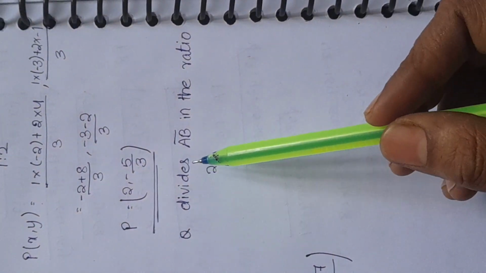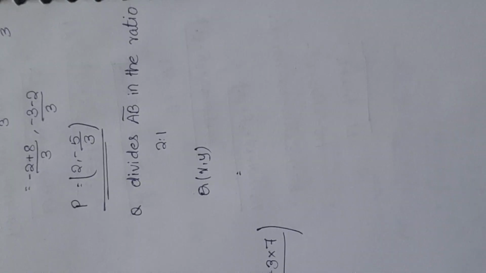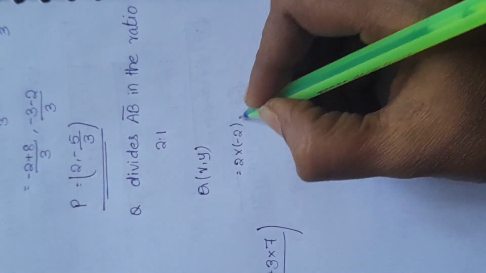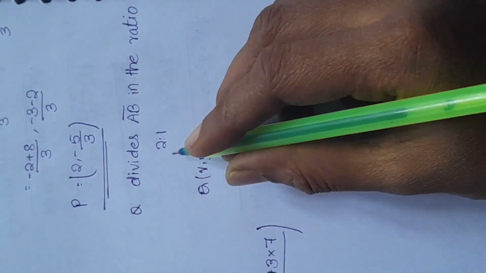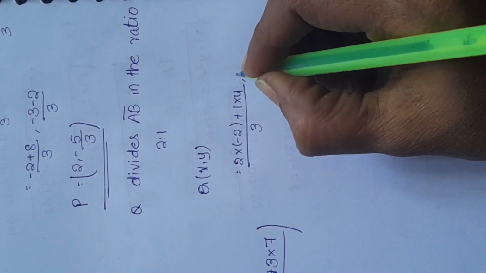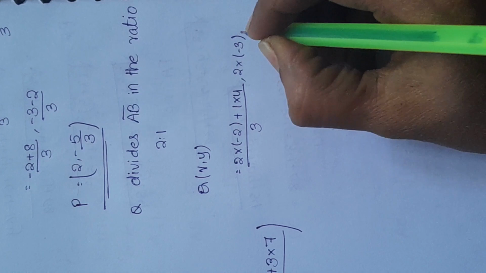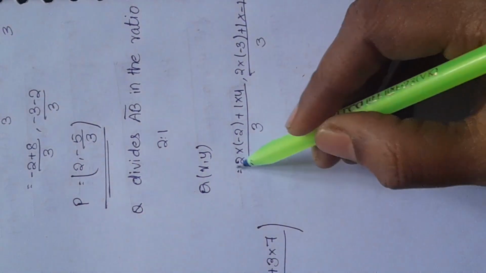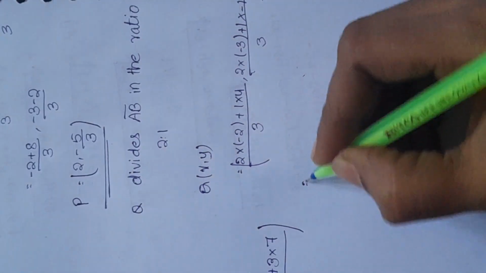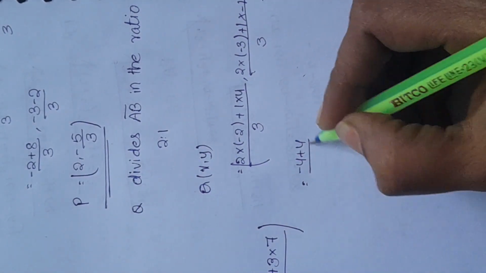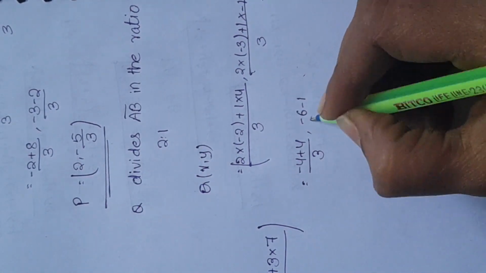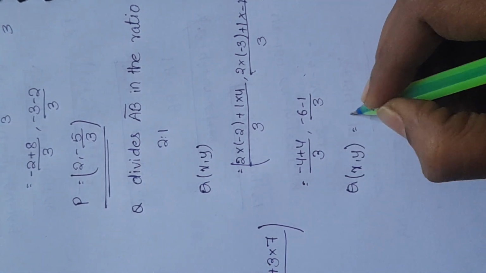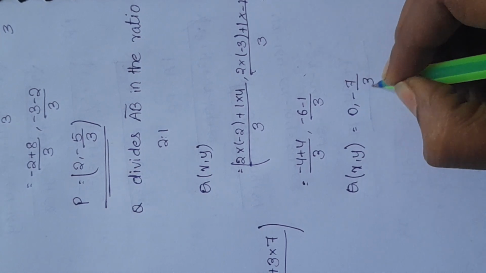Here the point Q divides the line segment AB in the ratio 2:1. Now let us find the coordinates of the point Q. 2 into -2 plus 1 into 4 by 2 plus 1, which is 3. And the y coordinate is 2 into -3 plus 1 into -1, by the denominator 3. We get this as (-4 plus 4) by 3 and (-6 minus 1) by 3. So the coordinates of the point Q are (0, -7/3).